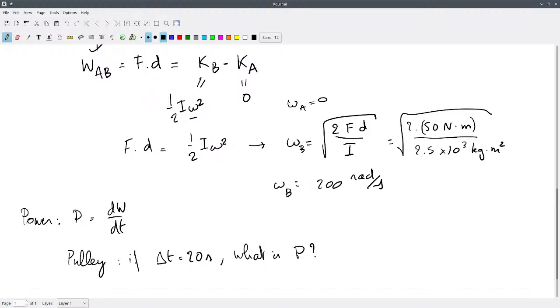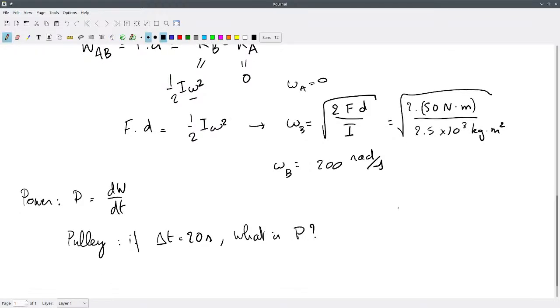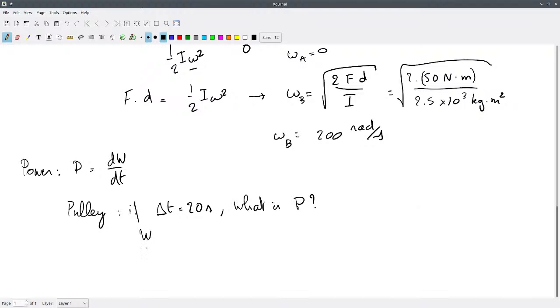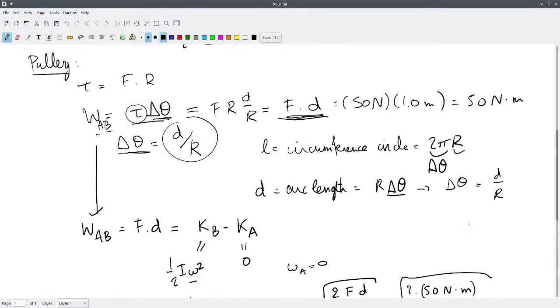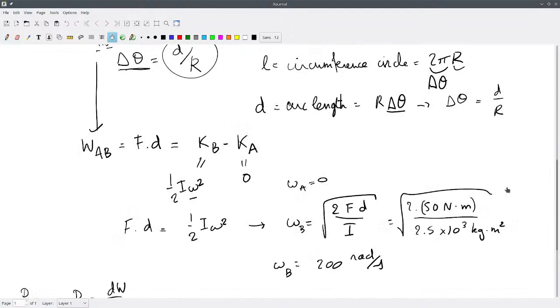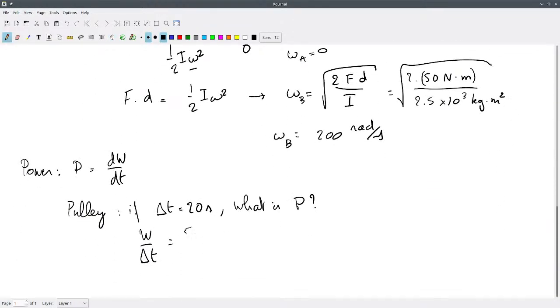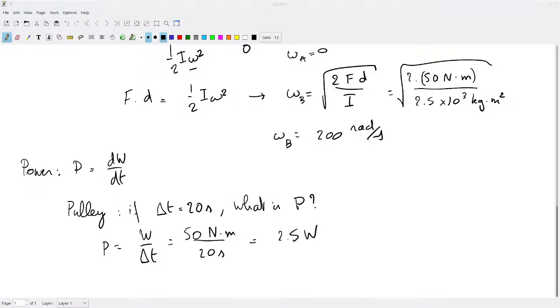So one way to do it would be to calculate just the work over delta t, right? That's going to be the work that we calculated, which is 50 newton meters. So P is 50 newton meters over 20 seconds, or in other words, that's 2.5 watts, right?